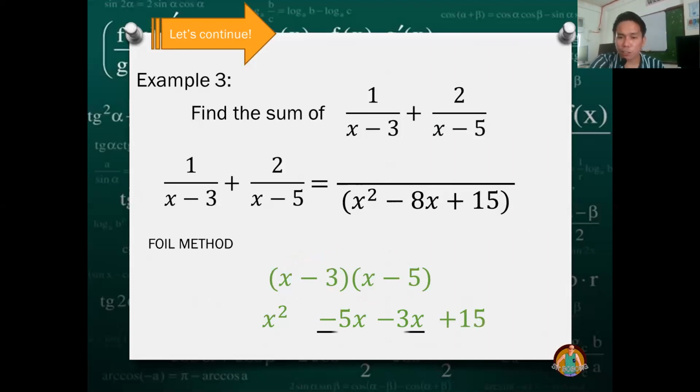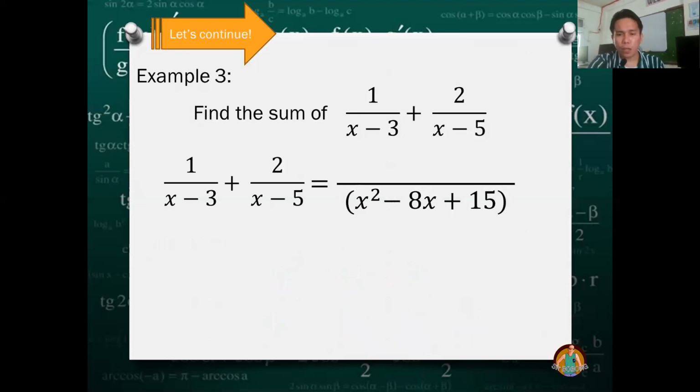So next is we combine like terms. Negative 5x minus 3x will give us negative 8x. Negative 5 plus negative 3. So parehas sila yung sign na negative. So we will combine. So negative 5 plus negative 3 will give us negative 8. Okay? So the final expression will have x squared minus 8x plus 15. That's why nakuha natin yung kanyang denominator. Klaro ba? Naintindihan nyo na ba kung bakit nagkaroon tayo ng x squared minus 8x plus 15? So we multiply x minus 3 and x minus 5 using the FOIL method. Klaro na ba yon? Okay, so let's continue.